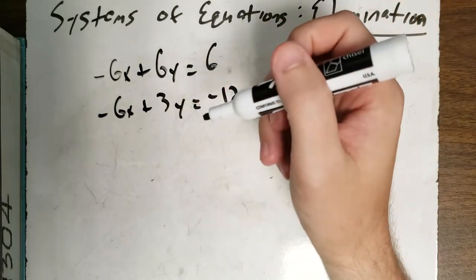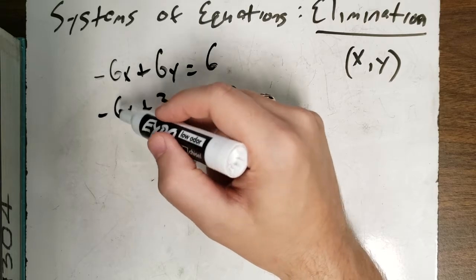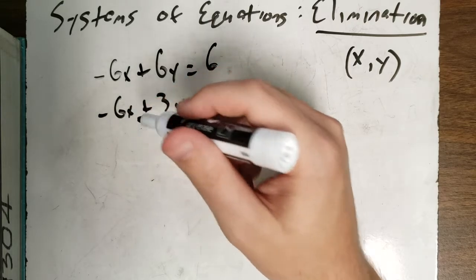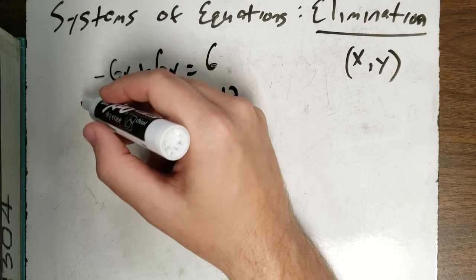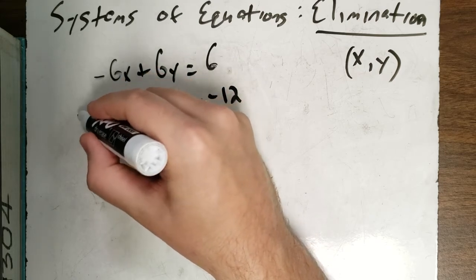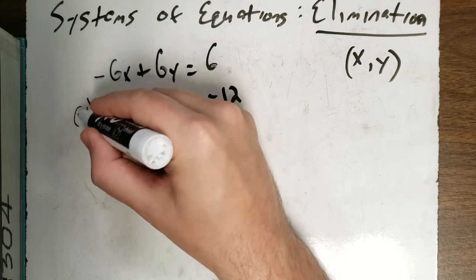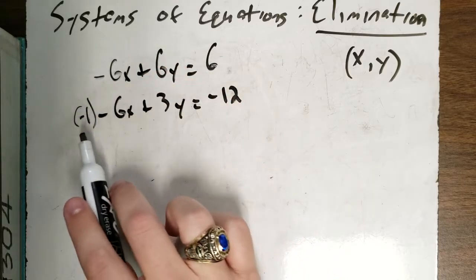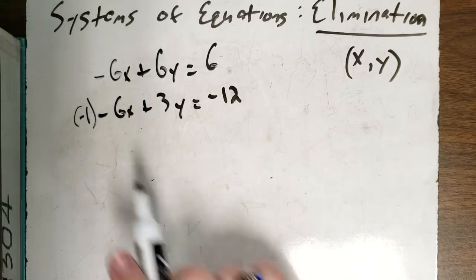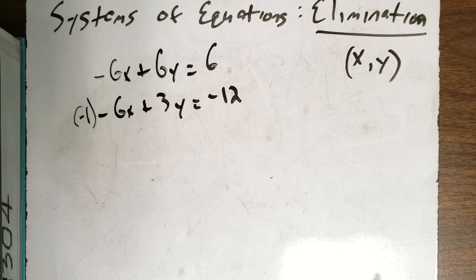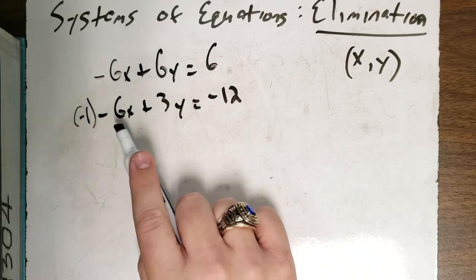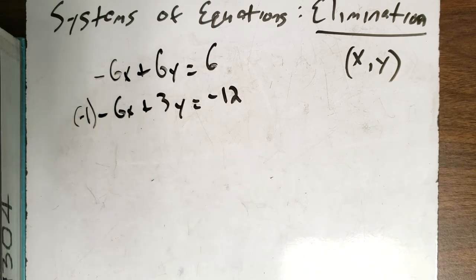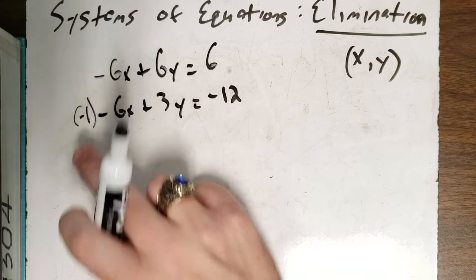Bottom line. Now we're going to make this positive 6. How do we make this positive 6? We have to multiply it by negative 1. So I'm multiplying this whole thing by negative 1, because I need to make this positive. What can I multiply negative 6 by to get a positive 6? Well, I need a negative 1, and that's what I'm going to multiply by.